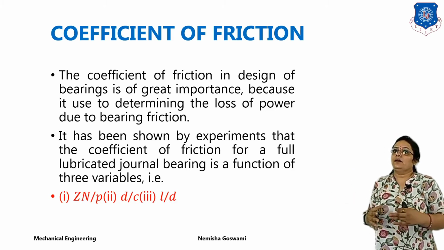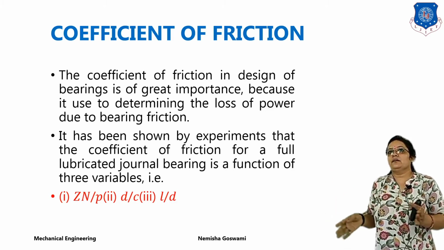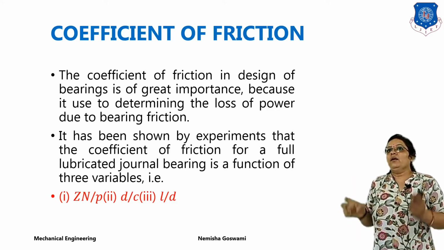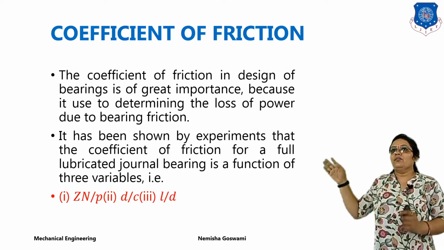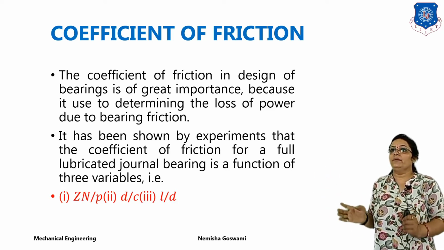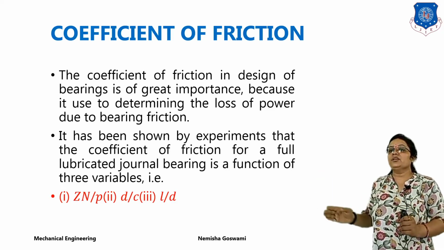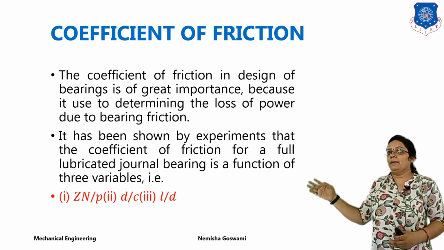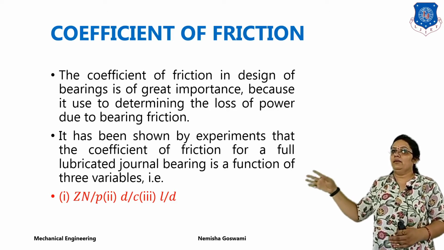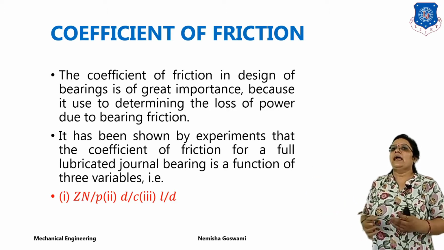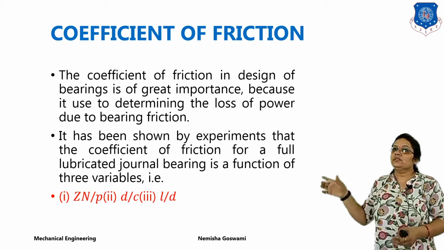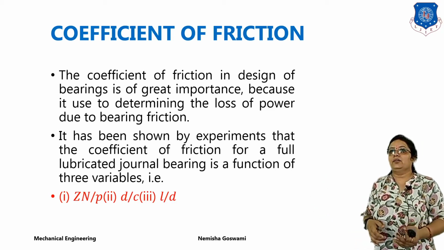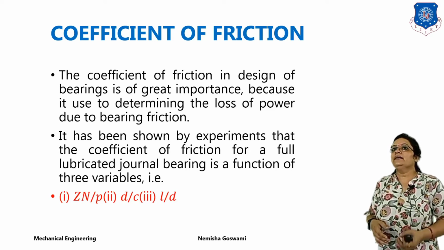Different scientists did several experiments, and they have found out that the coefficient of friction for a fully lubricated journal bearing is a function of three basic parameters. The first parameter is Zn by P, the second one is D by C, and the third one is the L by D ratio. These three parameters are very important in designing your sliding contact bearing.